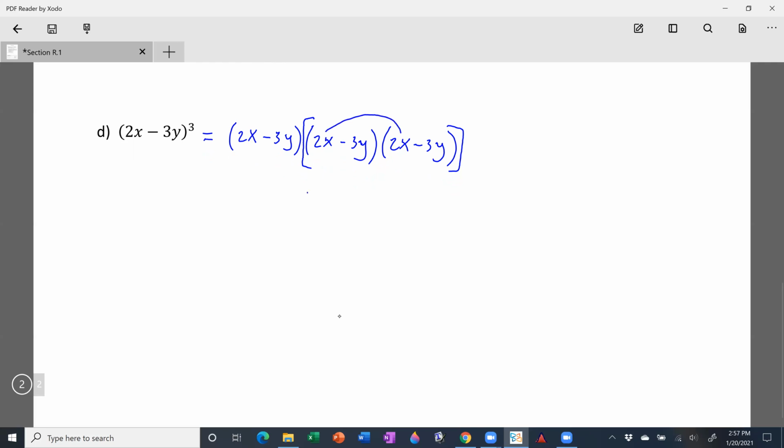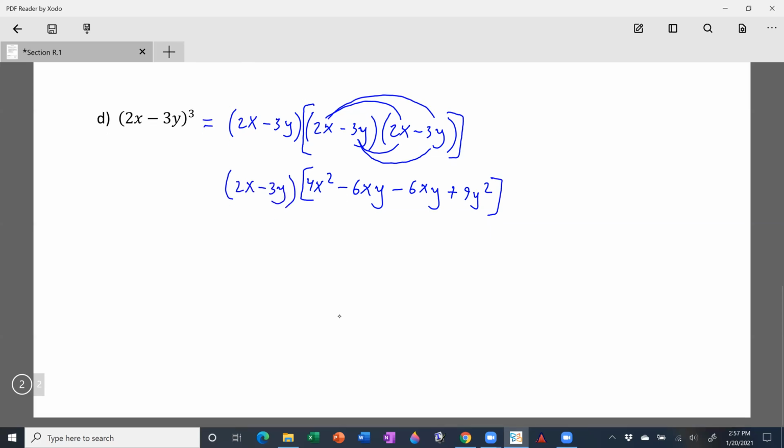So 2x times 2x is 4x squared. 2x times negative 3y is minus 6xy. X times y, those can't combine, so they just multiply together. Okay, in here, negative 3 times 2x is another minus 6xy. And then negative 3y times negative 3y is plus 9y squared. Okay, don't forget there's still this thing out in front here.